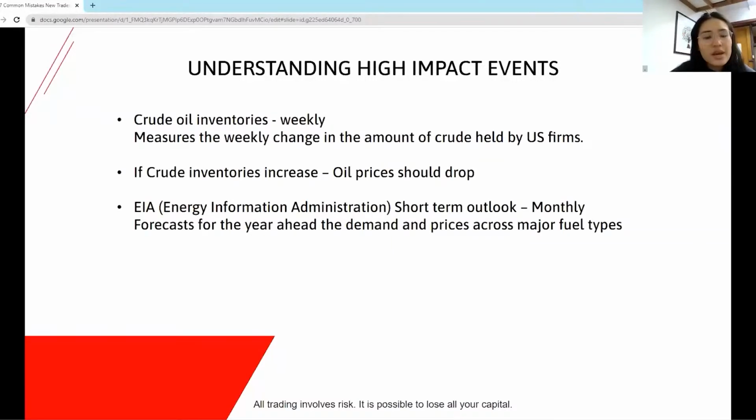Okay, next we have crude oil inventories. These measure the weekly change in the amount of crude held by US firms. So if crude inventories increase, oil prices should drop. And EIA stands for Energy Information Administration, and it's a short-term outlook. It's a monthly forecast for the year ahead, the demand and prices across major fuel types.